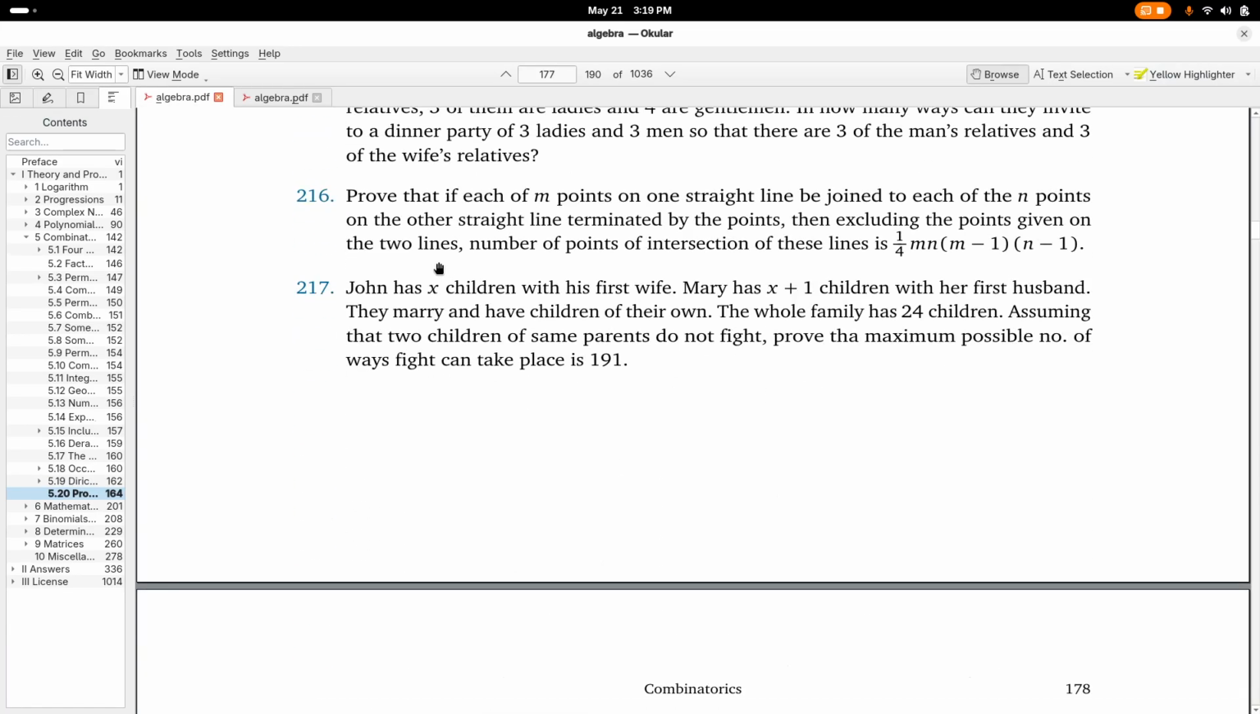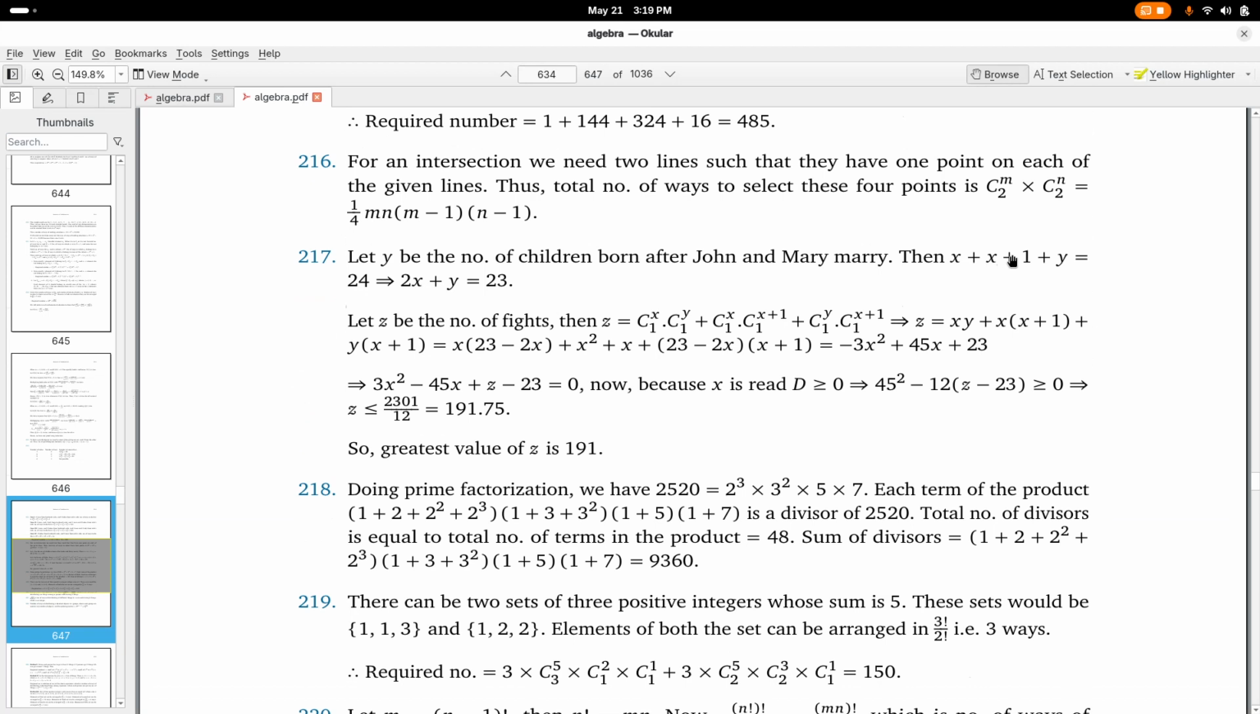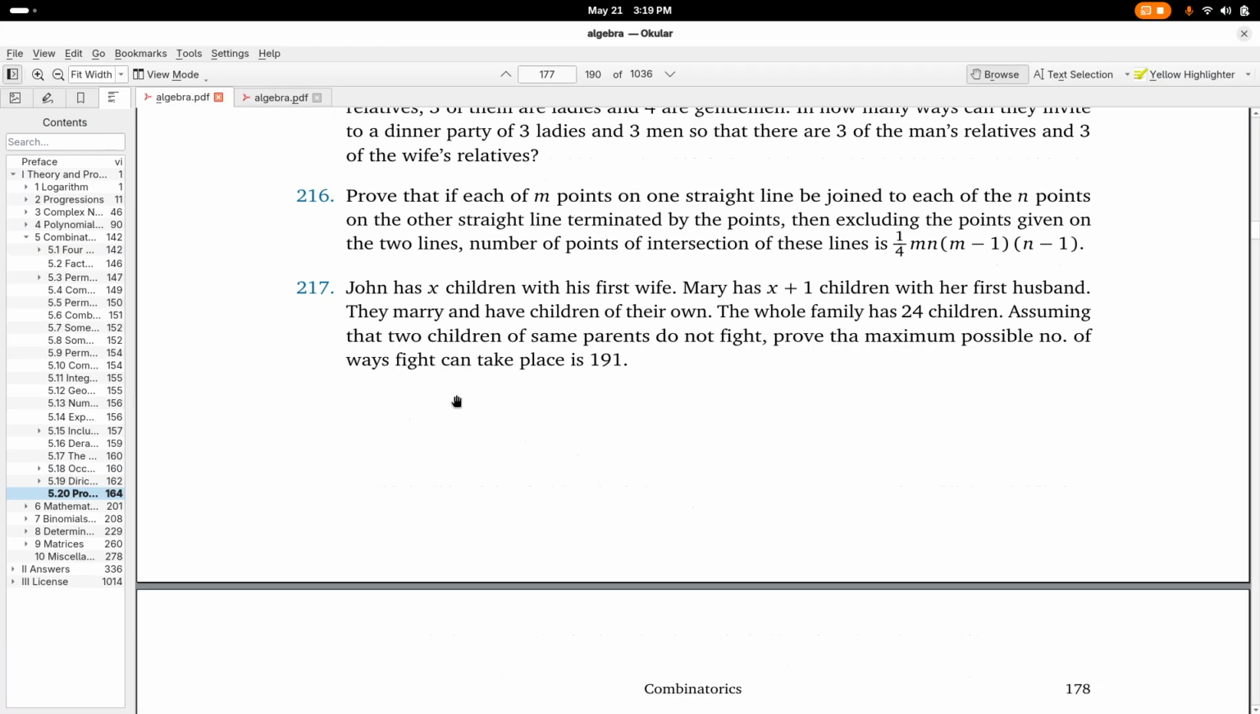Question 216 says that prove that if each of m points on one straight line be joined to each of the n points on the other straight line, then excluding the points given on the 2 lines, the number of points of intersection of these lines is 1 by 4 into mn into m minus 1 into n minus 1. So for an intersection, we need two lines such that they have one point on each of the given lines. Thus, the total number of ways to select these 4 points is mC2 multiplied by nC2, which is the given answer. Okay.